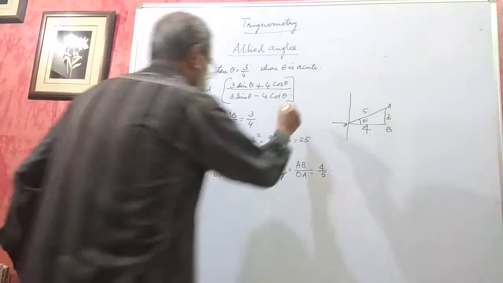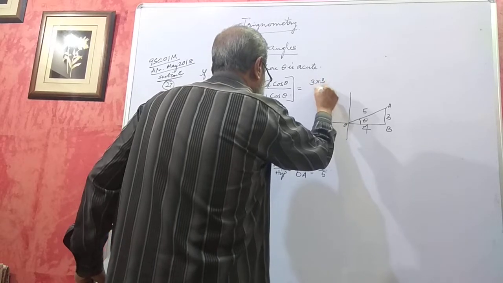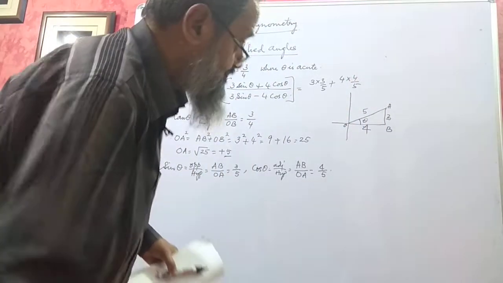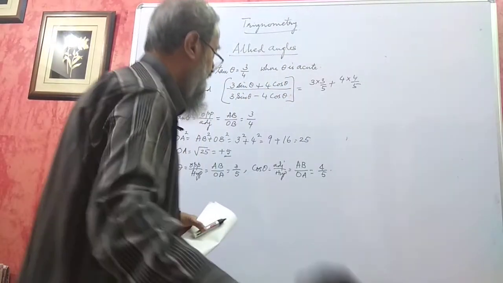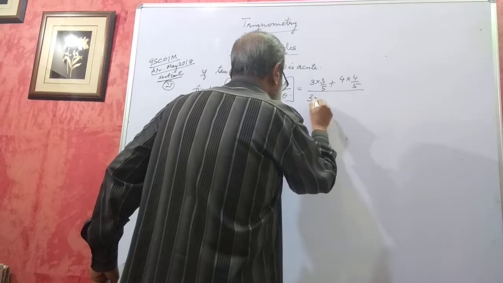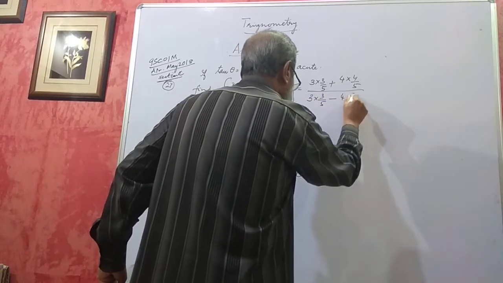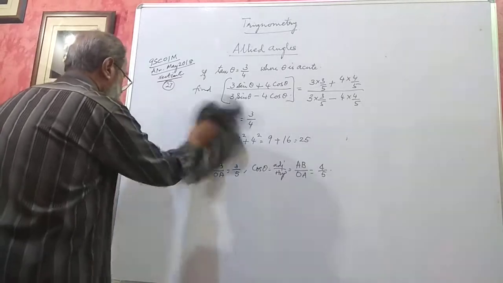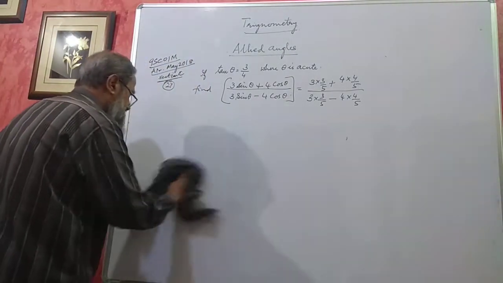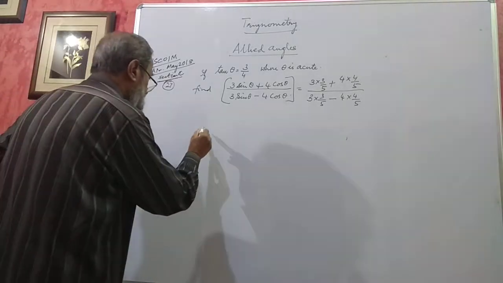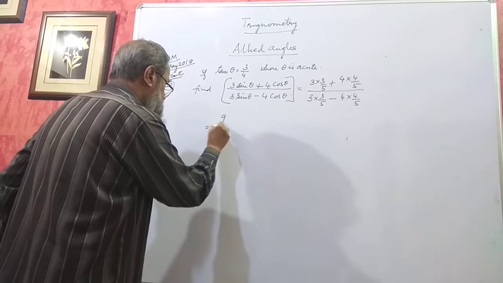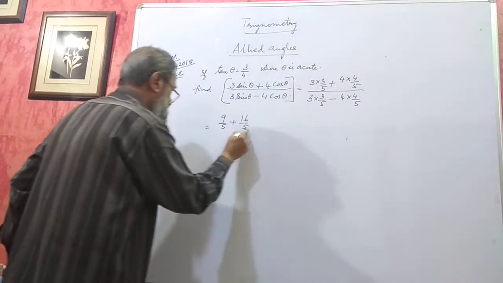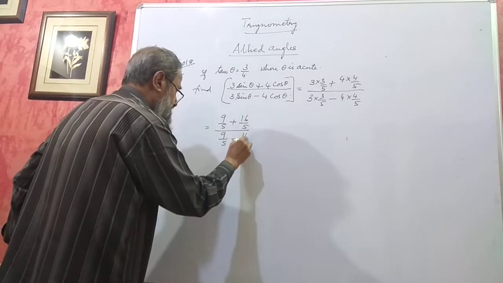So now, if I substitute it here, what do I get? 3 into 3 by 5 plus 4 into 4 by 5, divided by 3 into 3 by 5 minus 4 into 4 by 5. Now the problem got reduced to arithmetic of ratios: addition, subtraction, multiplication, division of ratios. Now what I get here is 9 by 5 plus 16 by 5, 3 threes are 9, 4 fours are 16, and here 9 by 5 minus 16 by 5.